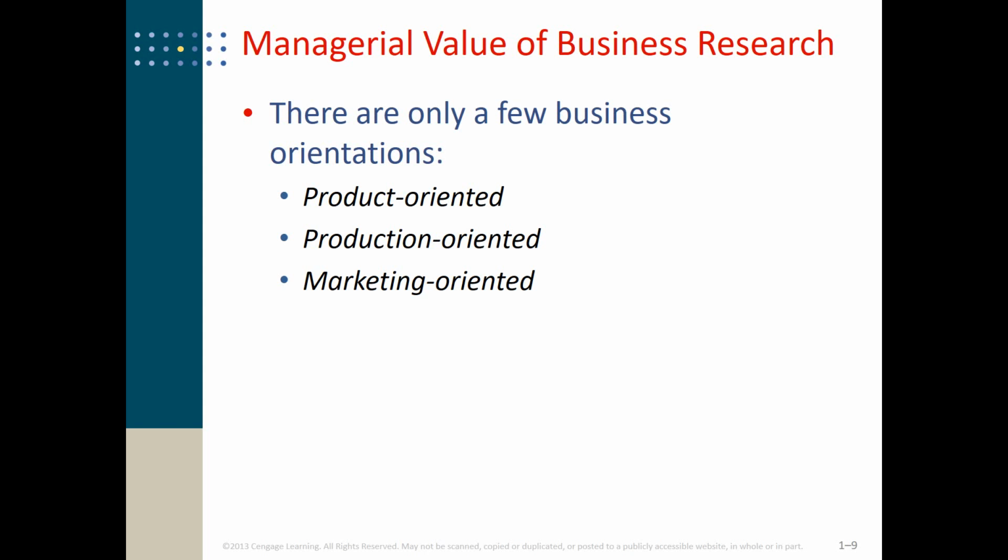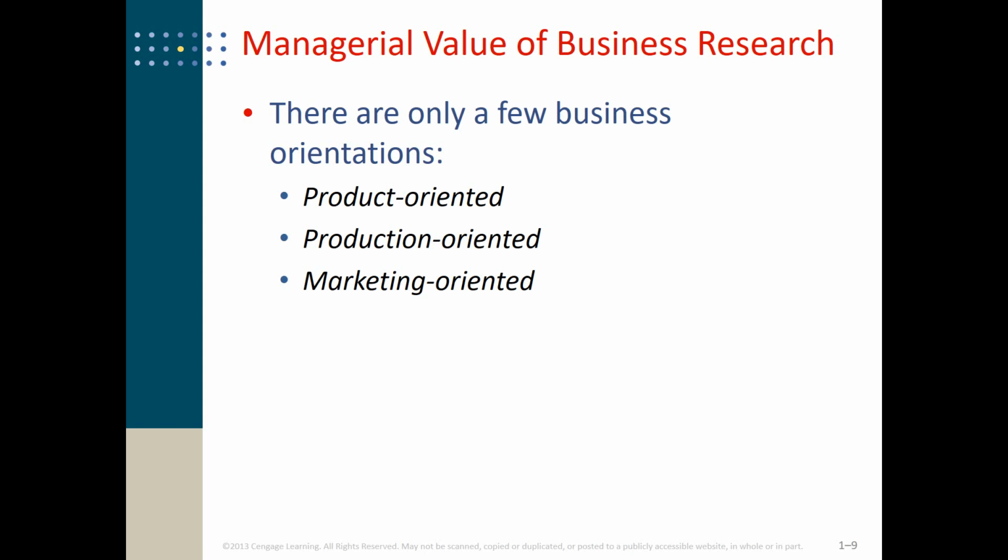Managerial values of business research. There are three orientations of business research, and almost all organizations belong to one of these orientations. These are product orientation, production orientation, and marketing orientation. So a particular firm may be product oriented, it may be production oriented, or it may be marketing oriented.